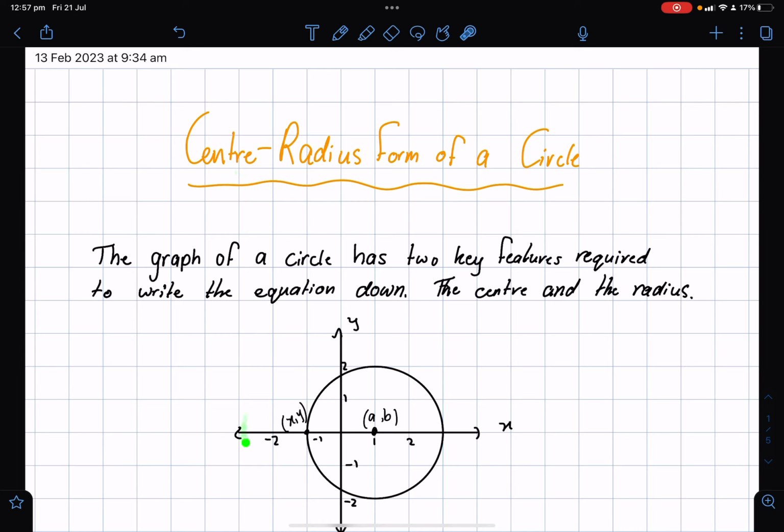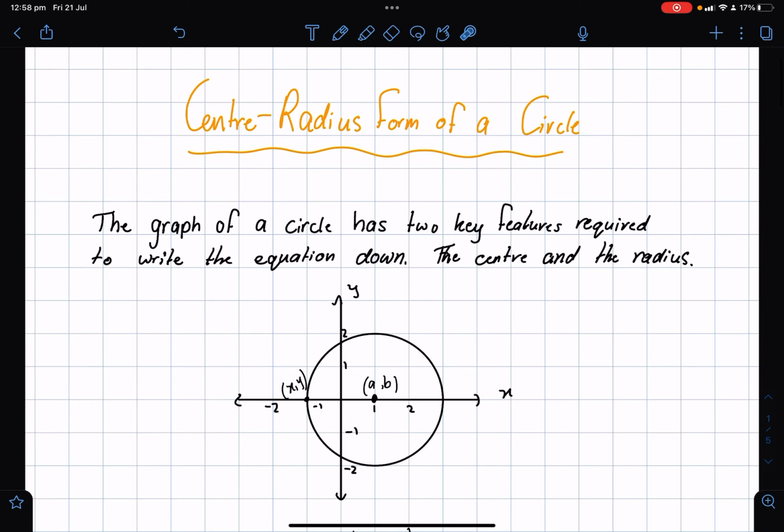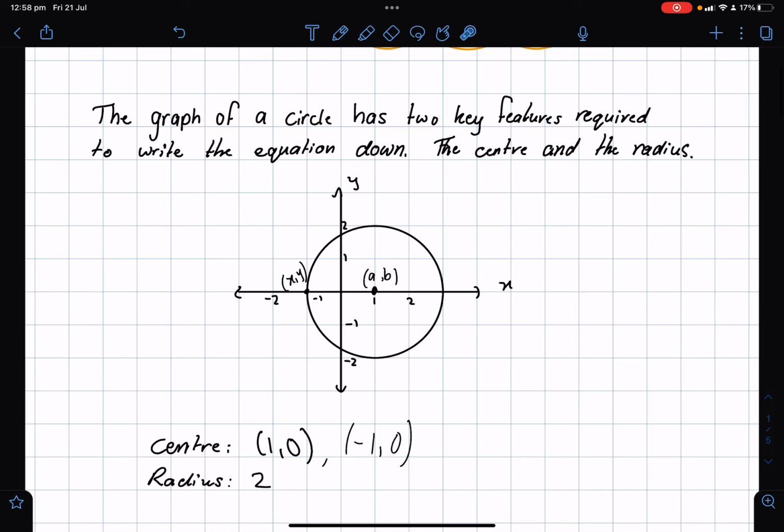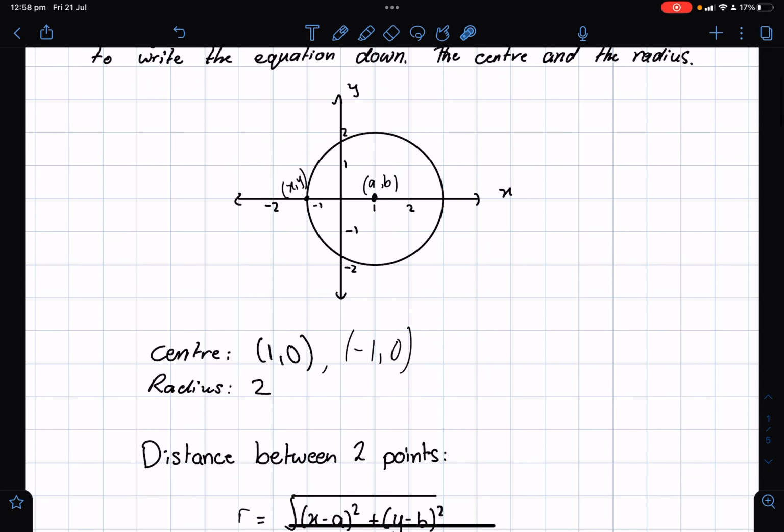So if we look at this circle below, I can pretty clearly see I've got a center here at 1, 0, or at (a, b), and then I can write any other point on my circle as (x, y). I've just chosen -1 and 0. Now, we can pretty clearly see that my radius is 2 units. This circle's been set up quite nicely, but we can actually show this by finding the distance between 2 points.